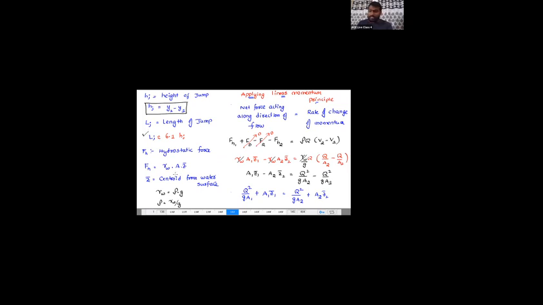And now, the last thing that we require is the energy loss. This energy loss is very, very important. Because before the jump, this is the energy E1. After the jump, this is the energy E2. So what is the loss? Energy loss is E1 minus E2.